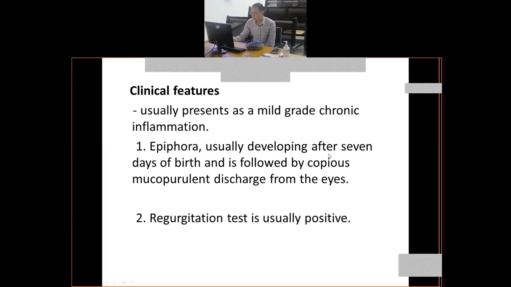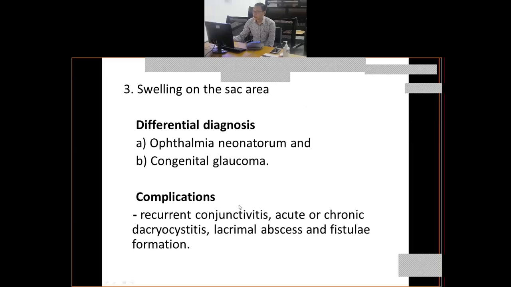It usually develops after 7 days of birth and is followed by copious mucopurulent discharge from the eye. Regurgitation test will be positive. When you press in the lacrimal sac area, there will be regurgitation of the mucopurulent discharge from the lower punctum. And there will be swelling in the lacrimal sac area.